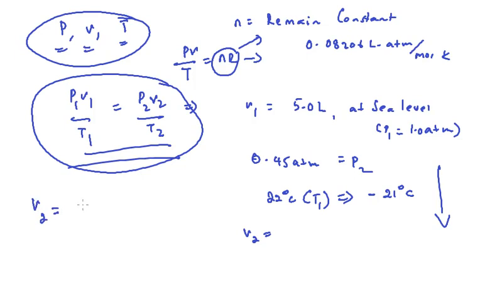V2 is going to be V1 times P1 over P2 times T2 over T1. So V2 equals V1 times P1 over P2 times T2 over T1.